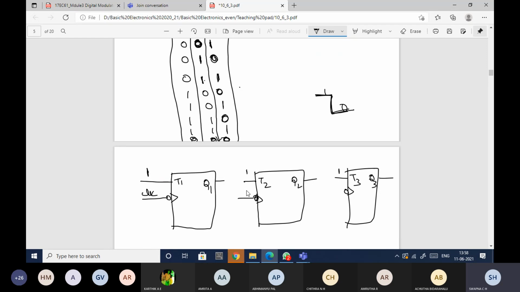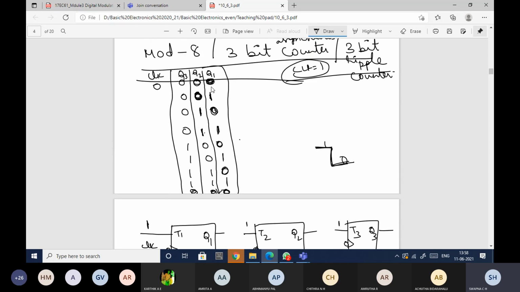Only when the T input is 1, it will toggle. And how will it toggle? Based on the clock pulse. So how should the clock pulse be connected? If you observe the first one, Q1 changes 0 to 1 and Q2 is the same. Q2 is not changing. Q1 is changing from 1 to 0, Q2 is changing from 0 to 1. Again Q1 is changing from 0 to 1, so the next state is the same. Here I have 1, so here also I have 1.